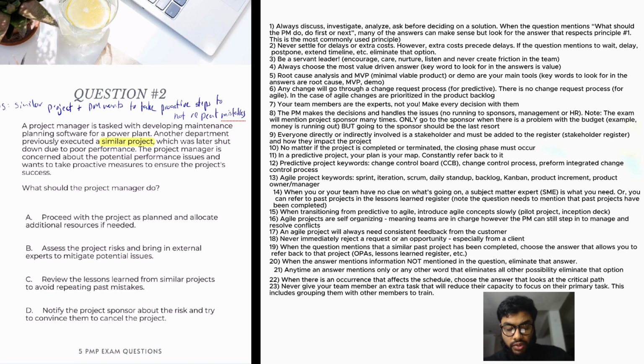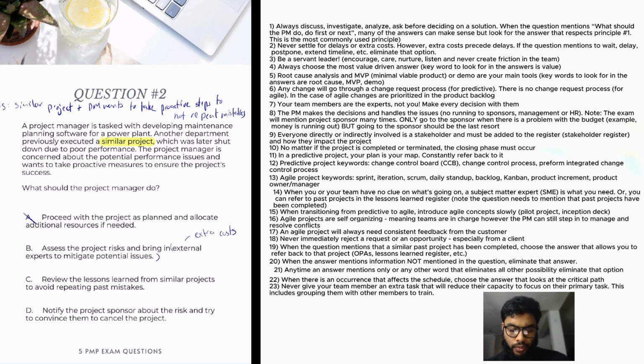Let's look at the solutions. A, proceed with the project as planned and allocate additional resources if needed. Okay, so this one completely ignores the problem, ignores the fact that there's a similar project, ignores the fact that the project manager wants to take proactive steps. So I'm going to eliminate it. B, assess. I like the word assess. Principle number 1. Assess the project risks and bring in external experts to mitigate potential issues. I don't like that part immediately, because this implies that there's going to be extra costs. Now, it's not a wrong answer. We shouldn't be afraid of hiring manpower. However, if it's not required, then we don't need to.